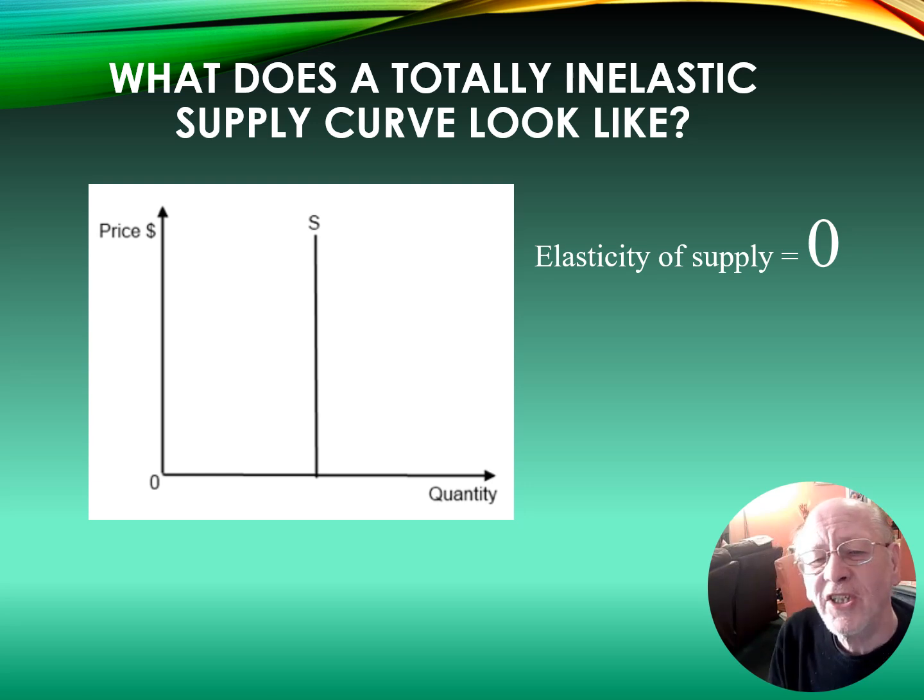So you've got a totally inelastic supply curve. It doesn't matter what the price is, you've got to sell what you've actually got with you. So this is what a totally inelastic supply curve looks like. It's completely vertical, and that has an elasticity of supply of 0.